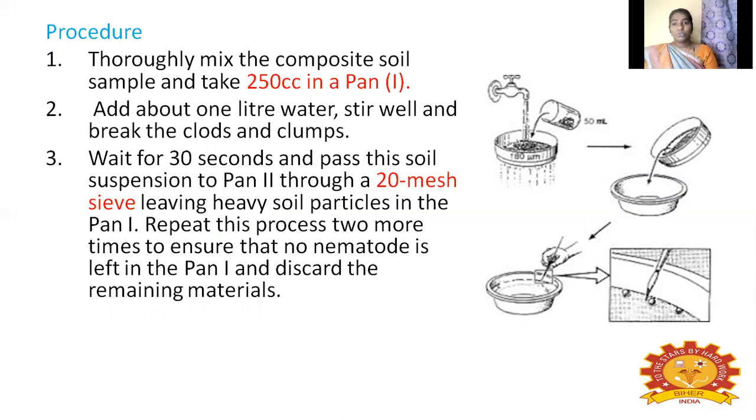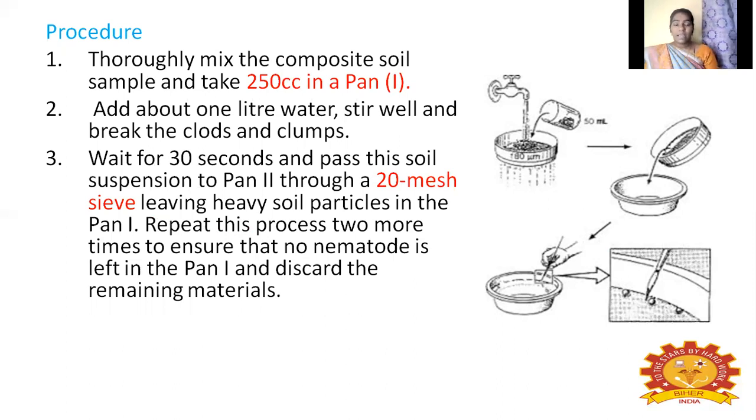First, we are going to thoroughly mix the composite soil sample that we have collected. We will have collected some 10 to 15 samples, so we mix it well into a composite soil sample. From that we take 250 cc in pan 1, and in that pan we add about 1 liter of water.